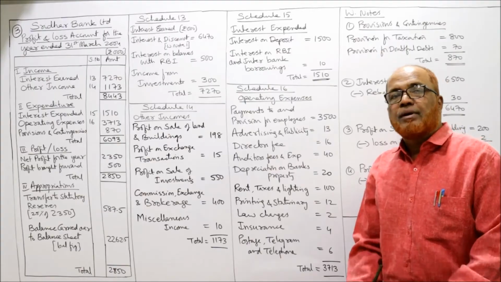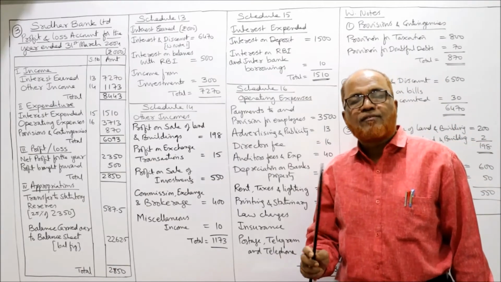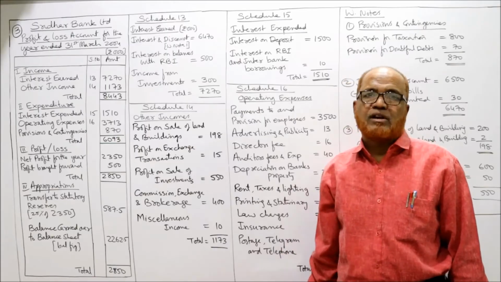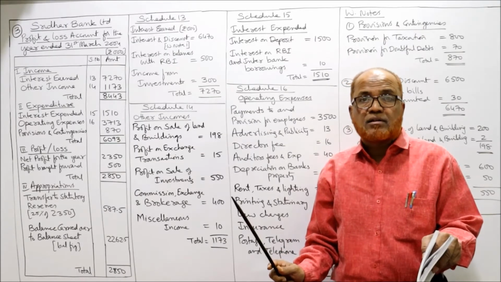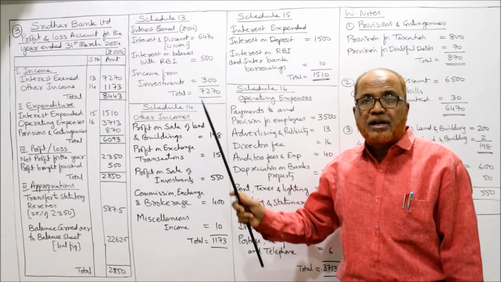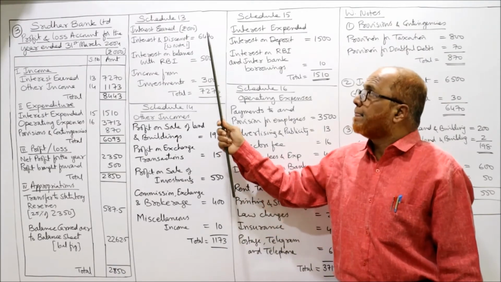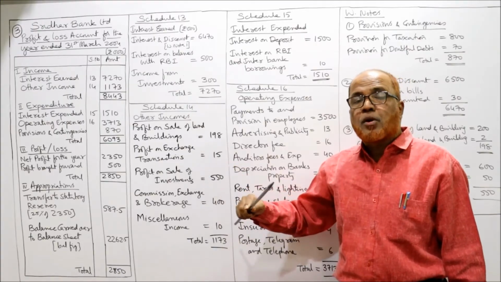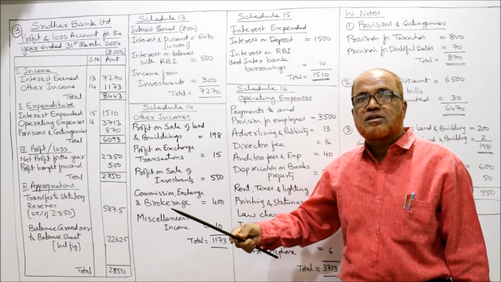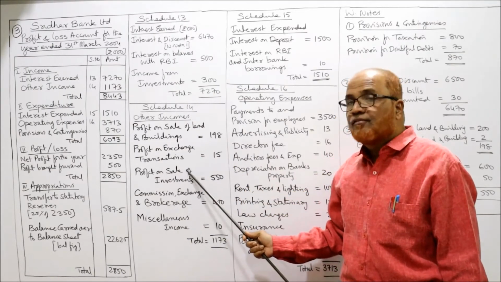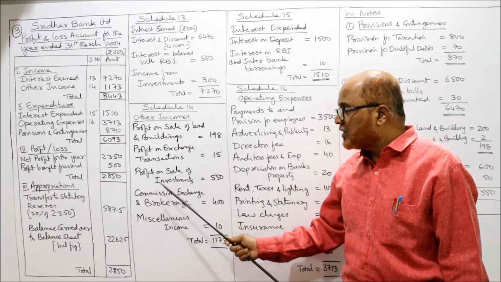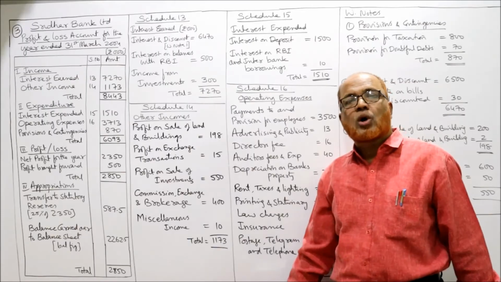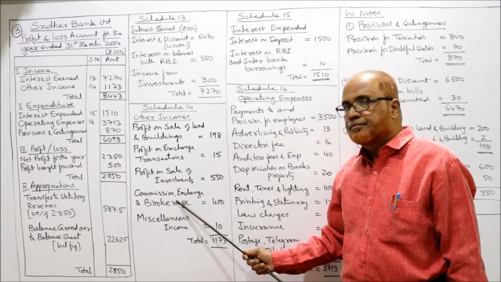Then we have income from investment. See, don't get confused regarding income from investment and profit on sale of investment. These two are entirely different. Income from investment should be taken in schedule number 13, whereas profit on sale of investment will be taken under 14, other income. Next item, commission, exchange and brokerage, it's other income, always.